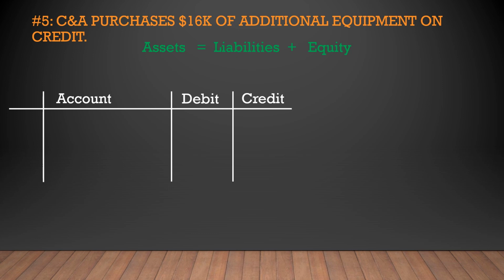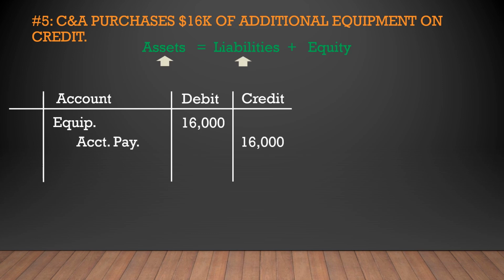Number 5. CNA purchases $16,000 of additional equipment on credit. Another credit purchase, so we increase the company's equipment asset and increase company liabilities or obligations. Increase equipment assets with a debit and increase accounts payable with a credit.